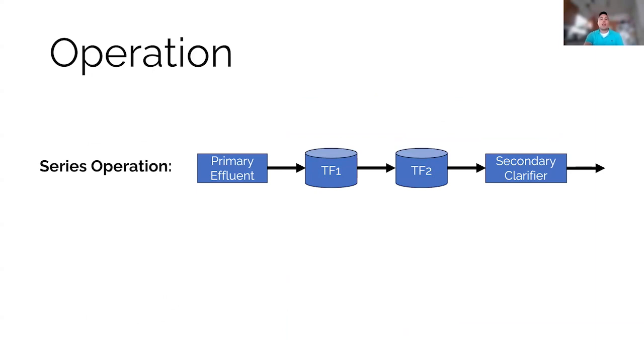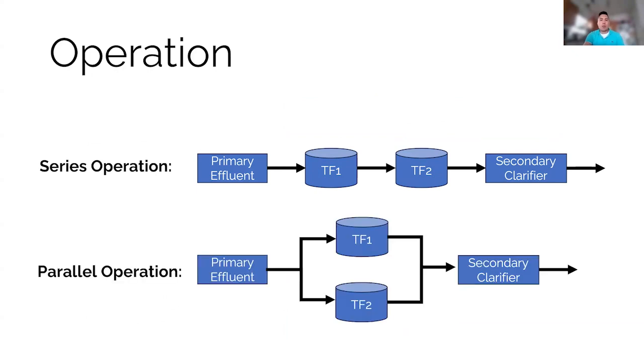This strategy is good for plants with a lower hydraulic loading rate that may need more biological treatment, more organic removal. Then there's also parallel treatment, and parallel operation splits up the influent flow, and each trickling filter will remove a similar BOD load. This configuration is useful for plants that have a high hydraulic load, and the trickling filters are able to meet treatment requirements on their own.